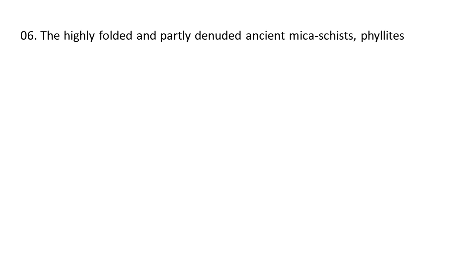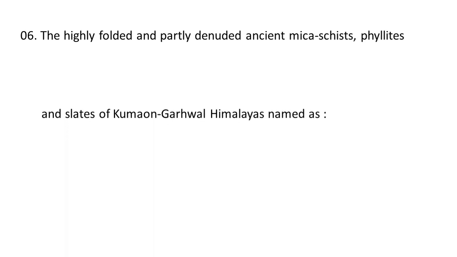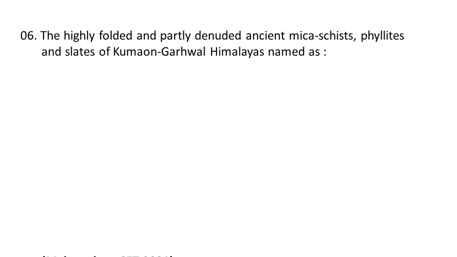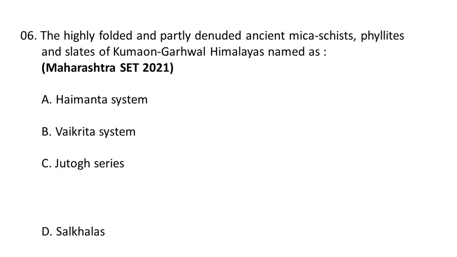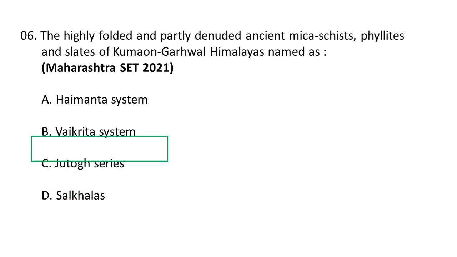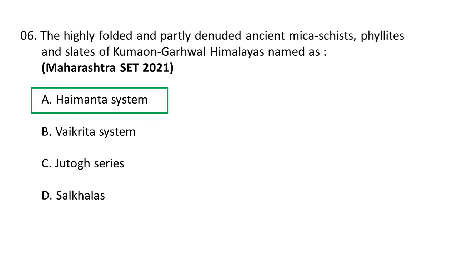Next question. The highly folded and partly denuded ancient mica schists, phyllites and slates of Kumaun Garhwal Himalayas are named as: A. Haimanta system, B. Vaikrita system, C. Jutog series and D. Salkhala. So the correct option is A, Haimanta system. This is associated with highly folded and partly denuded ancient mica schists, phyllites and slates of Kumaun Garhwal Himalayas.